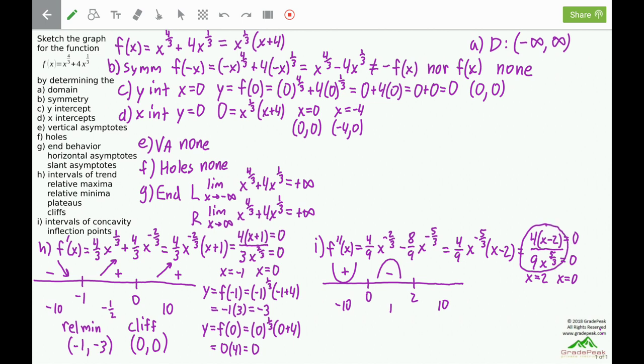Plugging the 10 in, 10 minus 2 is positive, times the 4 is positive, over 10 to the 5/3 is positive, times 9 is positive. We have a positive over a positive, which gives a positive. We have a positive second derivative, which corresponds to concave up.